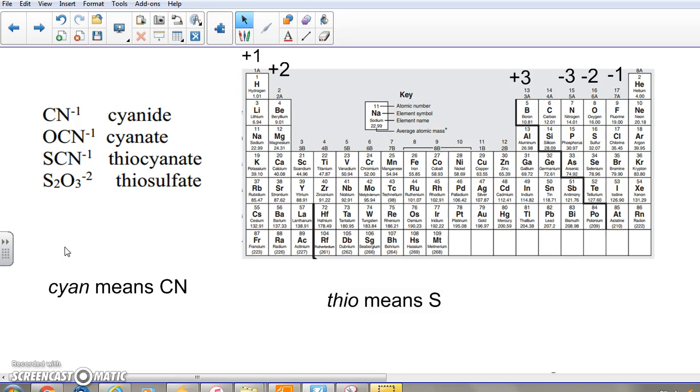And so there are your ions for week 10. Good luck.